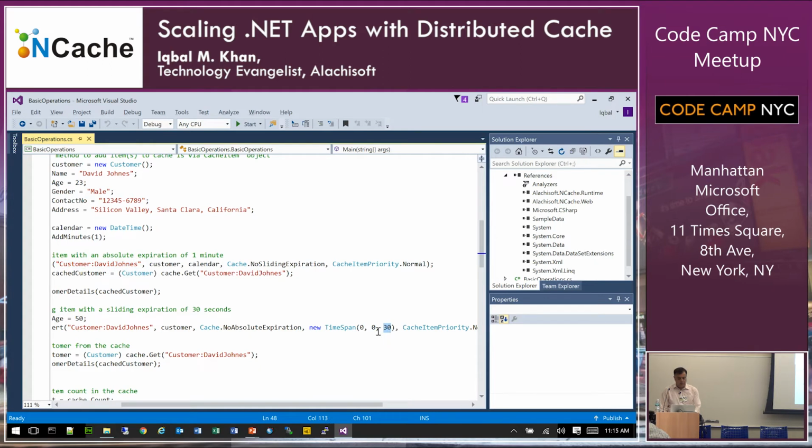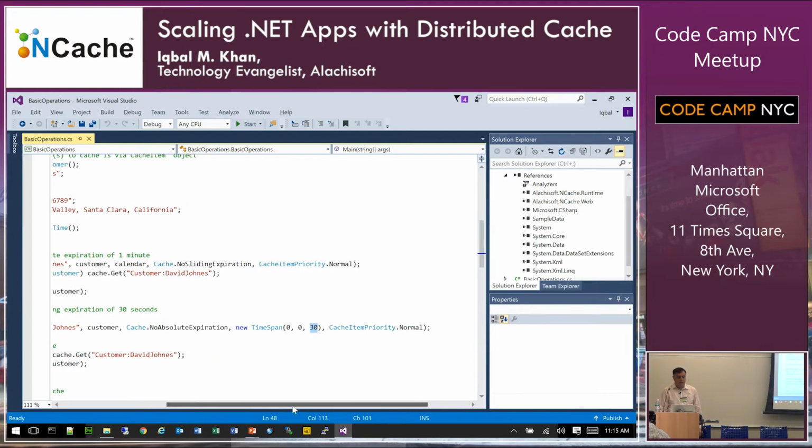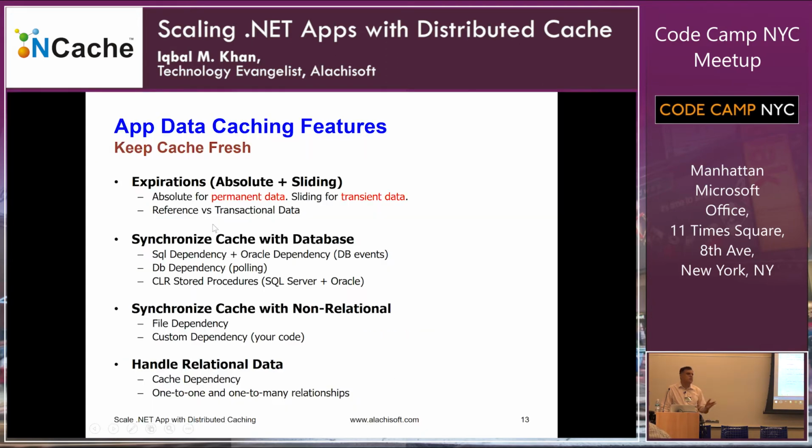For transient data, the sliding expiration basically specifies a time span. Let's say here we said 30 minutes. It will say, expire this if it's not being used for 30 minutes. A session state is a very good example. If the user logs out after 20 minutes, you don't want the session around. So a sliding expiration is usually for cleanup purposes. Absolute expiration is for synchronization, for keeping the data clean.